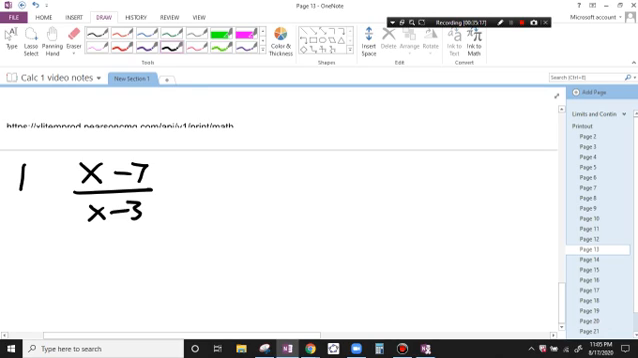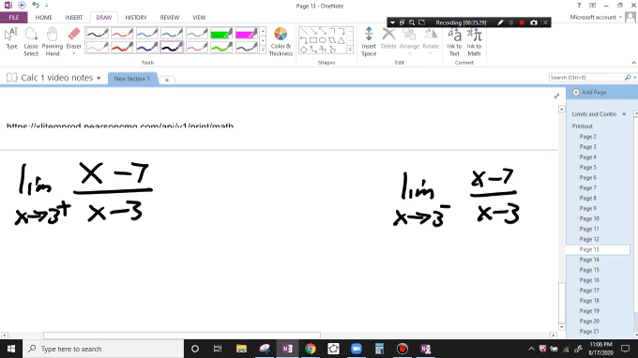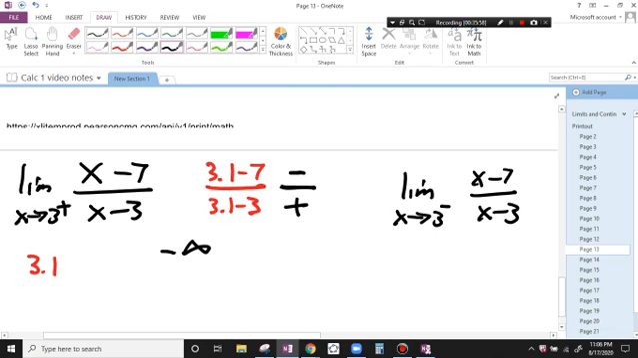And the question is the limit as x goes to 3 from the right, that's either going to be infinity or minus infinity. And the limit as x goes to 3 from the left, that's either going to be infinity or minus infinity. And if they're the same, then we're going to pick A. If they're different, then we're picking B. All right, we know the plan. The plan is to pick a value like 3.1 and check the sign. 3.1 minus 7 over 3.1 minus 3. 3.1 minus 7 is a negative over 3.1 minus 3 is 0.1, which is a positive. The limit is negative infinity, a negative over a positive.